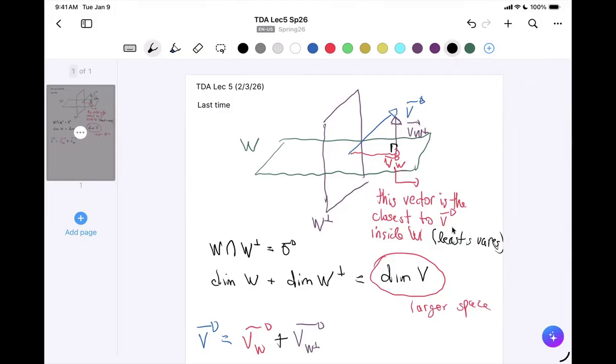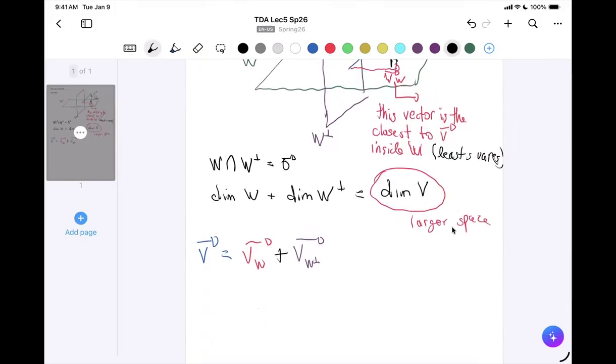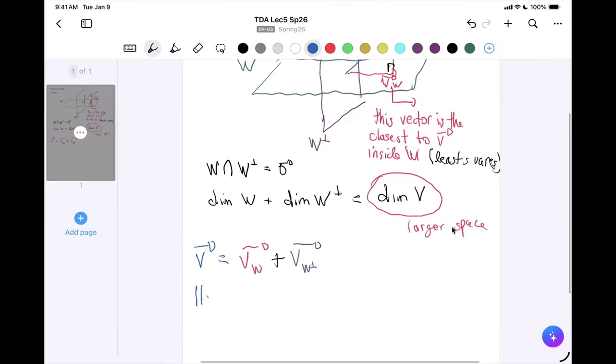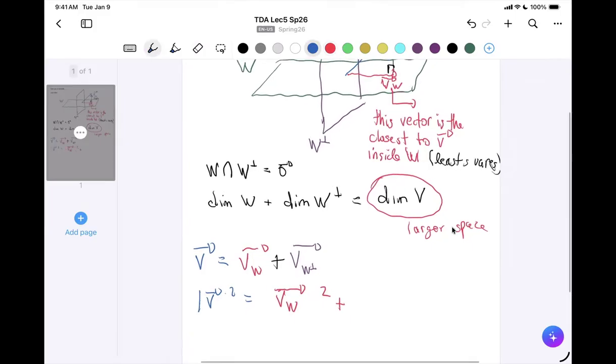And yeah, just to finish what I was saying, the length squared of V would be the length squared of V_W plus the length squared of V_W perp. So this is like a Pythagoras theorem. Usually for the length you just use a single absolute value, so the magnitude squared of V is the magnitude squared of V_W plus the magnitude squared of V_W perp.